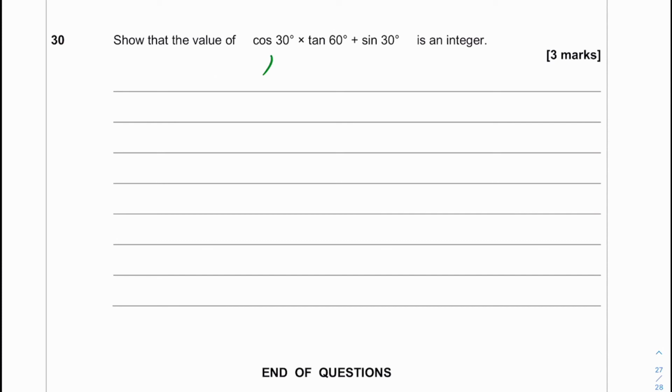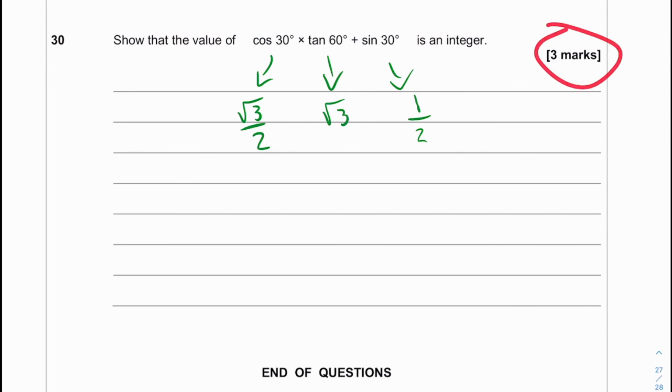So the value of cos 30 is equal to root 3 over 2. The value of tan 60 is equal to root 3. And the value of sin 30 is equal to 1/2. So if we don't know these values, we're essentially stuffed for this question. We can't get the 3 marks. But if you do know these values off by heart, it's a really easy 3 marks to pick up at the end of the paper.